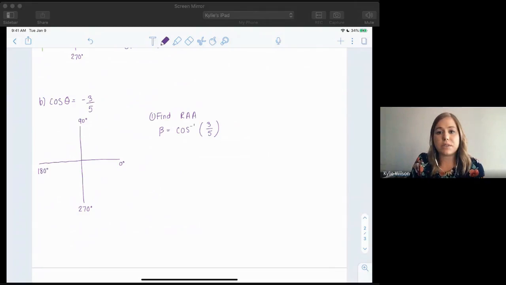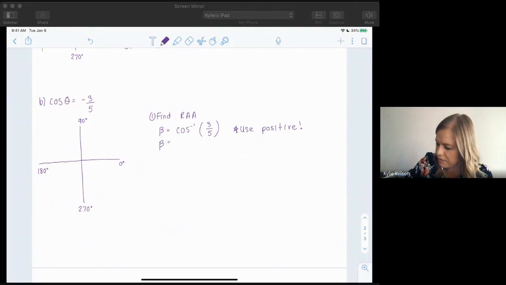So what we do is we take the inverse of the positive version, because the sign here is just going to tell us where it lives. So when we're doing this part for our related acute angle, we're going to use positive. Yeah, Dimitri, you can type your question. Okay, so I'm just going to type that into my calculator and I will get 53 degrees.